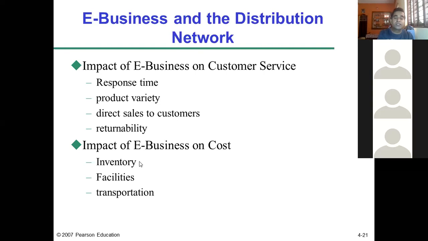Then the impact of e-business on cost. Since inventory is held in a few centralized warehouses, the quantity of inventory reduces, and so the inventory carrying cost also decreases. The number of facilities also decreases. But the transportation cost increases. So this is how e-business has an impact on these various elements.